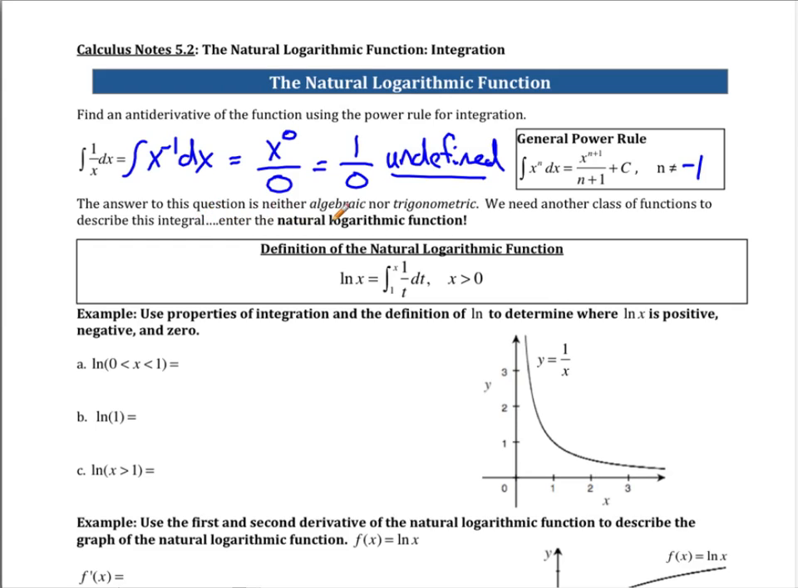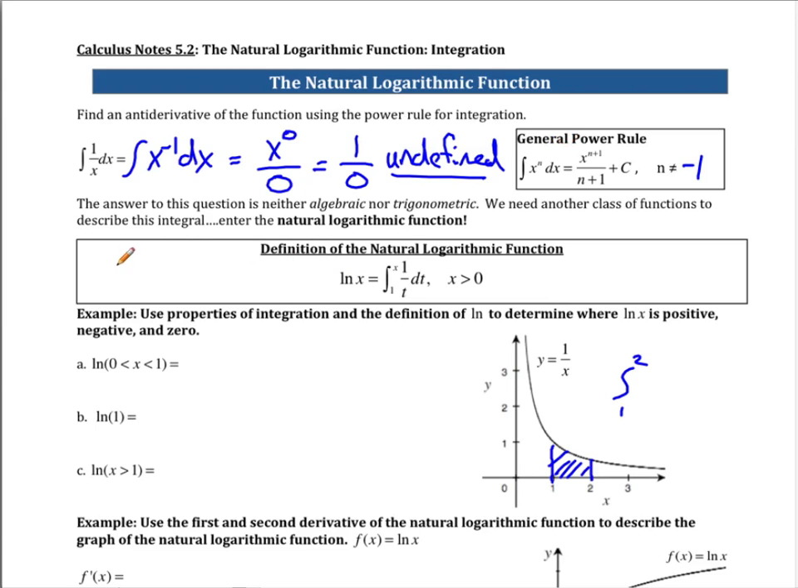Here enters the natural logarithmic function. Okay, now we know that this integral must exist because here is the graph of 1 over x, right? And if we just took any integral, so this would be like the integral from 1 to 2, you can see that this indeed does have an area. So it just doesn't mean that this is undefined. There is an answer to it. It just is not going to be found using the power rule.